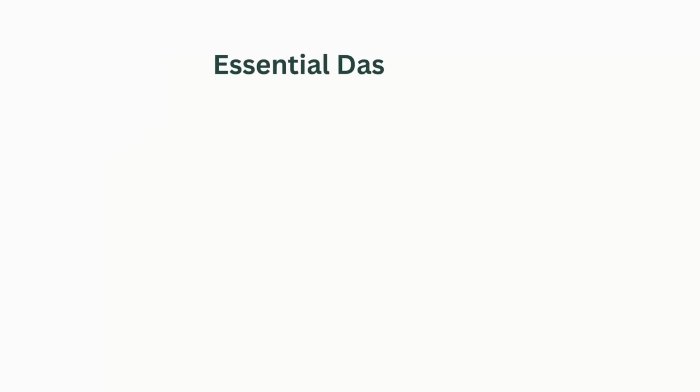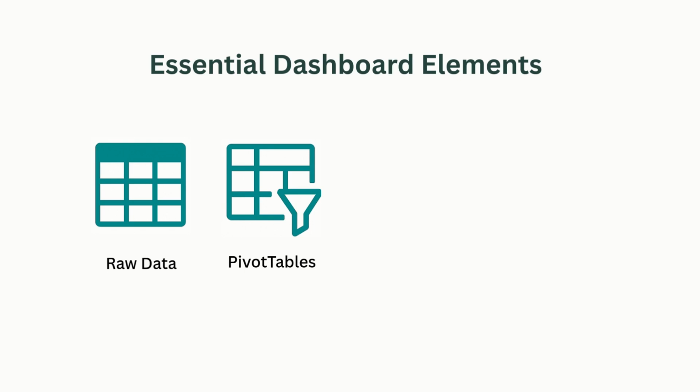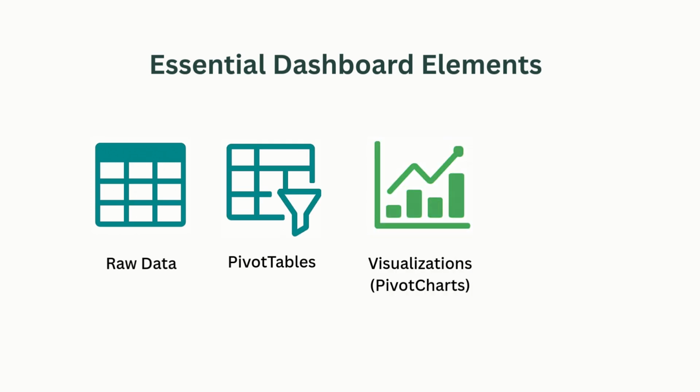To create a powerful dashboard, you'll need 4 essential elements. First, you'll need your raw data, the foundation of everything you'll build. Then you'll use PivotTables to summarize that data into a clean, organized table. Next, you'll create visualizations, like PivotCharts, to turn your data into compelling images. And finally, you'll add interactive filters or slicers, which allow users to control what data they see with a simple click.